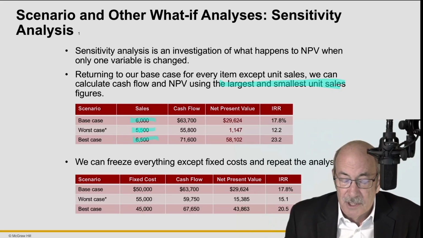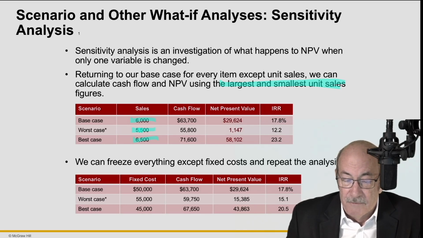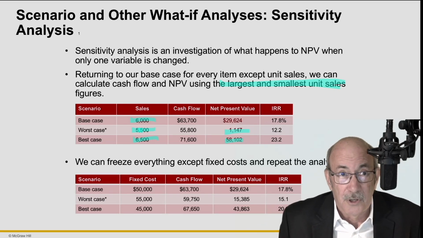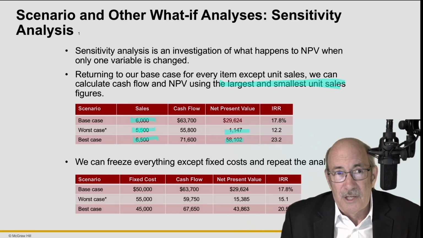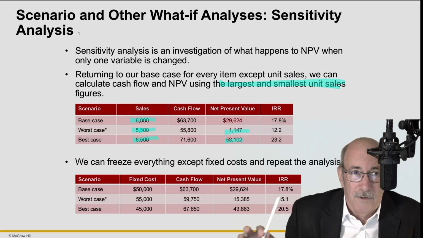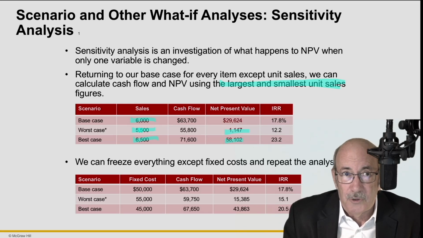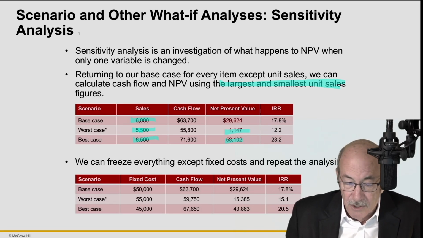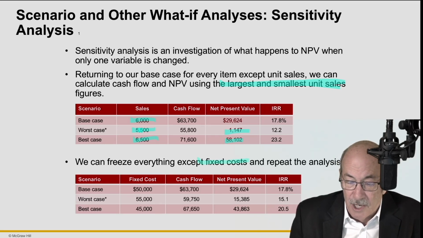And what we'll find here is that our net present value varies from 1,147 all the way up to 58,000. But they're all positive, which is good, certainly. We hope that that's the case, but that gives us some confidence that, assuming that the other variables remain the same, if unit sales drop down to what we think is the worst possible level, we'll still have a positive NPV project.